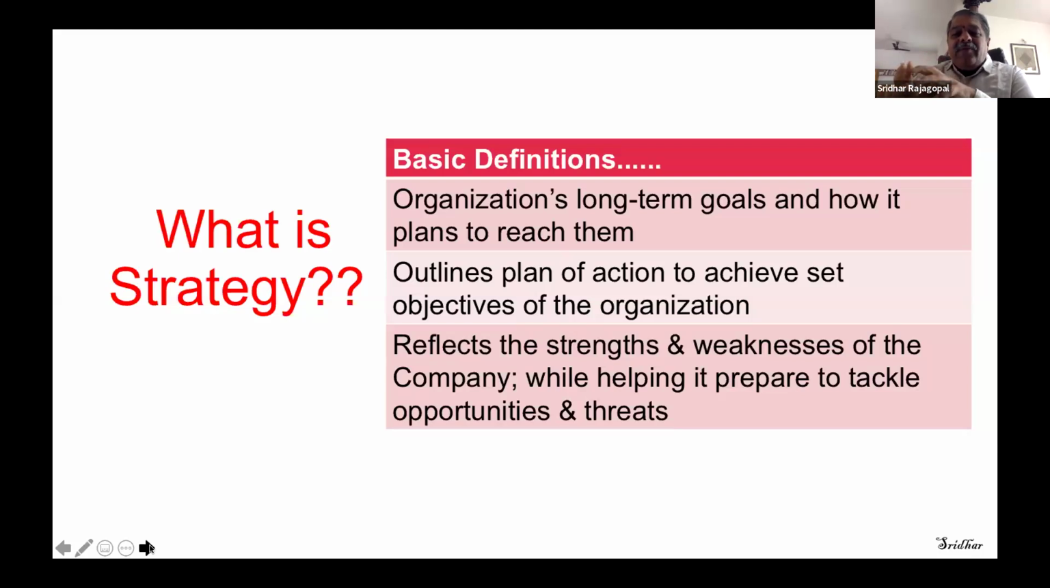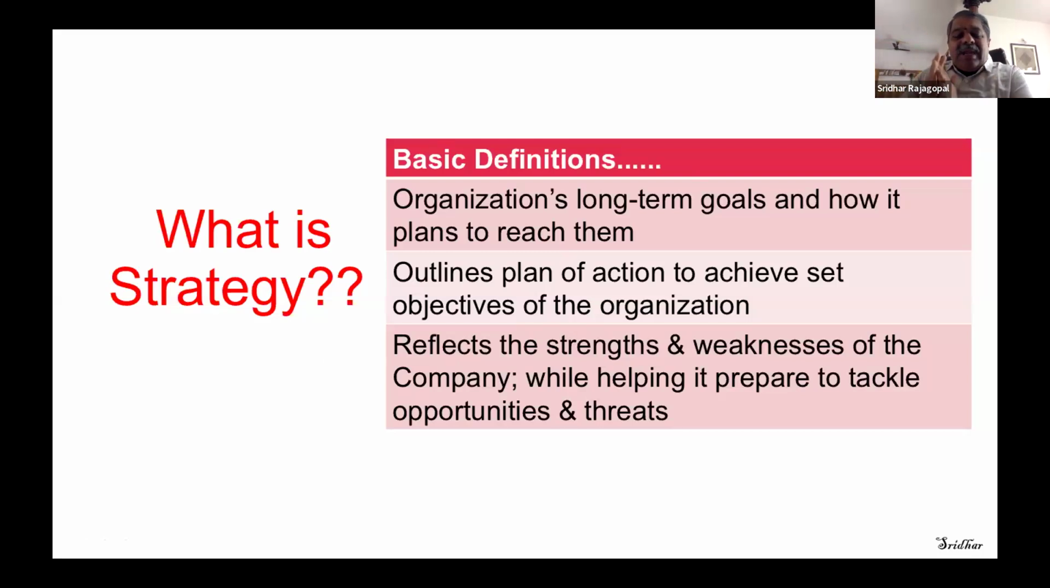Similarly, a plan of action on how you would actually like to set the objectives for the organization. That's so important. It's not just about setting objectives or goals for yourself, but you need to have very clear objectives as part of the strategy for the organization as well.